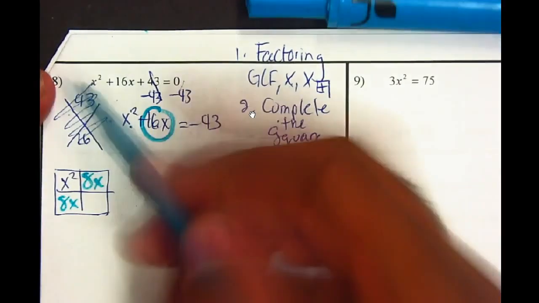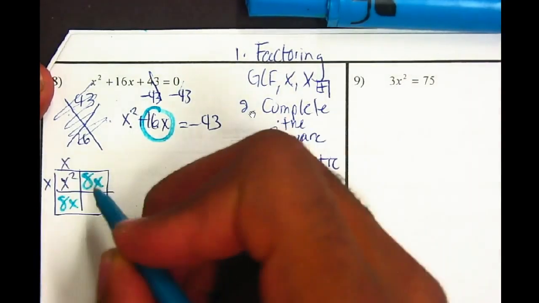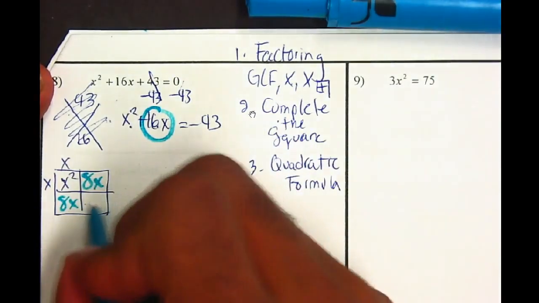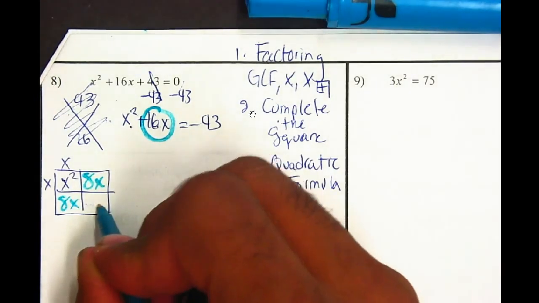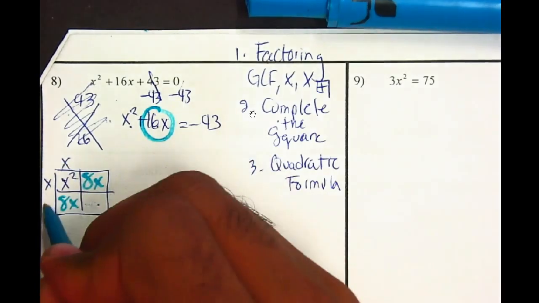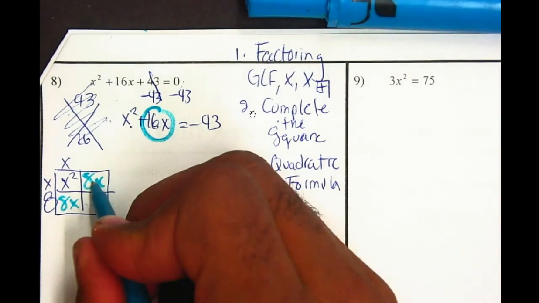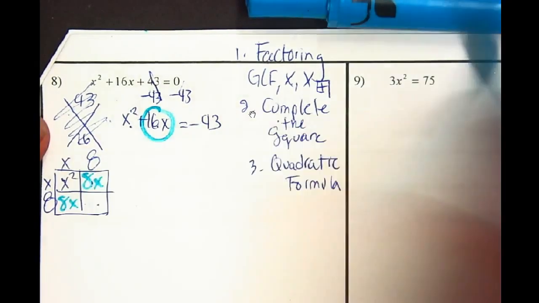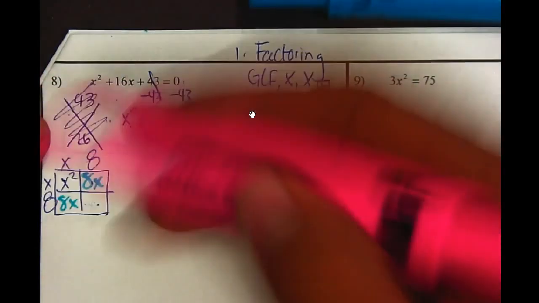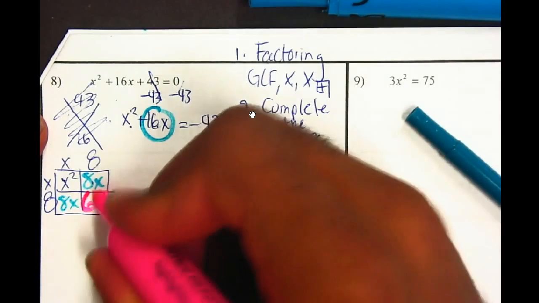Okay, now we know that to get x squared, we have to multiply x times x. And if you notice, this box isn't filled in yet. That's the last box you're going to fill in when we complete the square. Okay, now here, x times what equals 8x? Well, that's 8. And this is the same thing on the other side, so this is also 8. Okay, and then to complete the square, or our box, we do 8 times 8, which is 64.